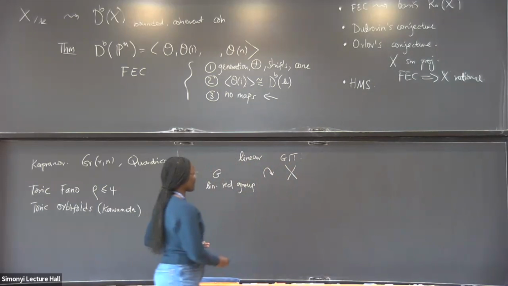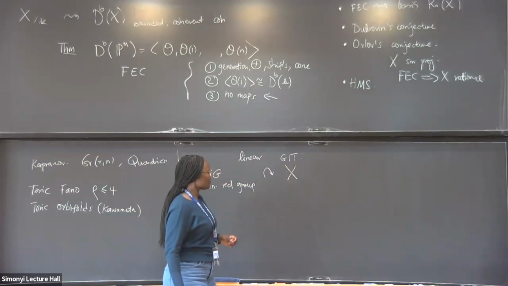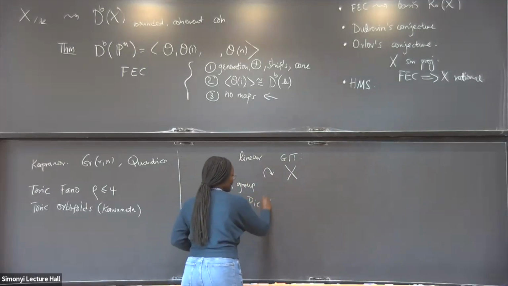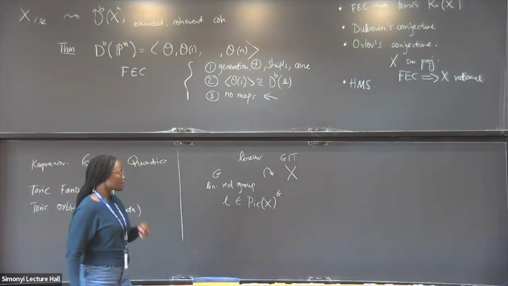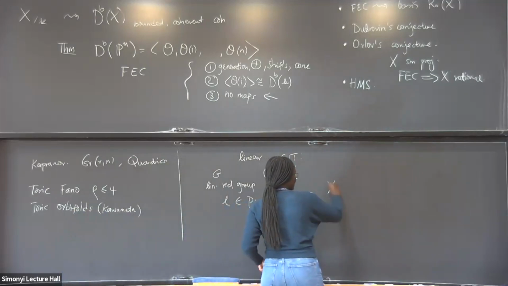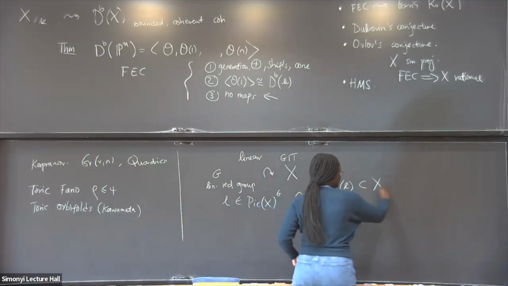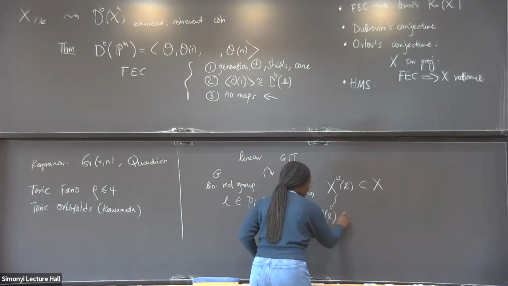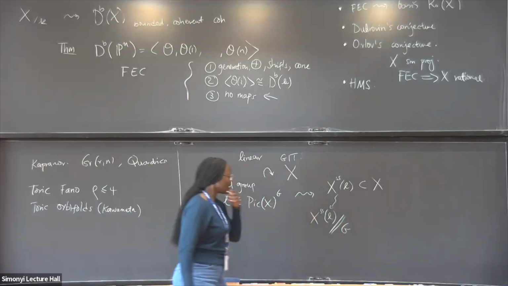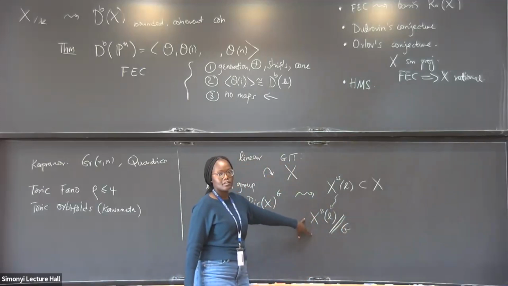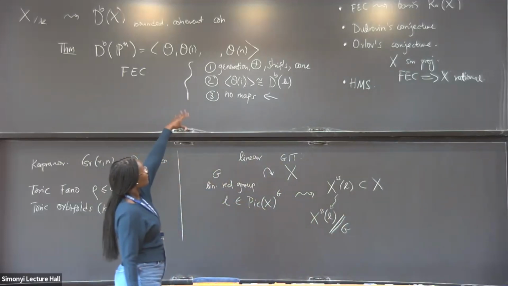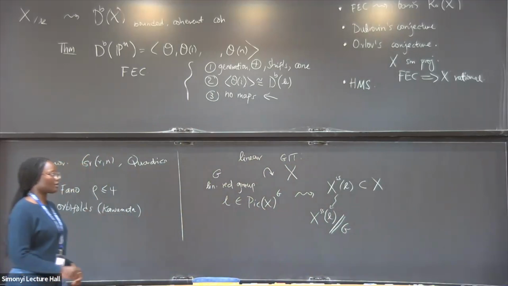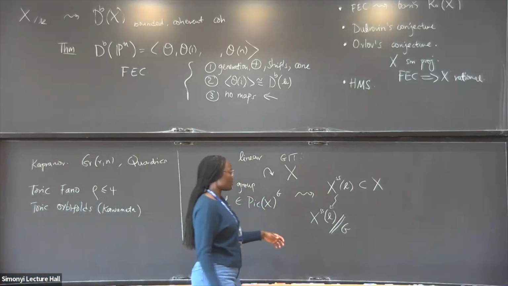For GIT, you need some polarization. So you let L be a G-equivariant line bundle on X. And so GIT produces for you some open subset, the semi-stable locus. And from this, you can construct the usual Mumford GIT quotient. The problem is that this is usually very singular, and one of the constraints of having such a structure is that your variety will need to be smooth and projective, or smooth and proper.